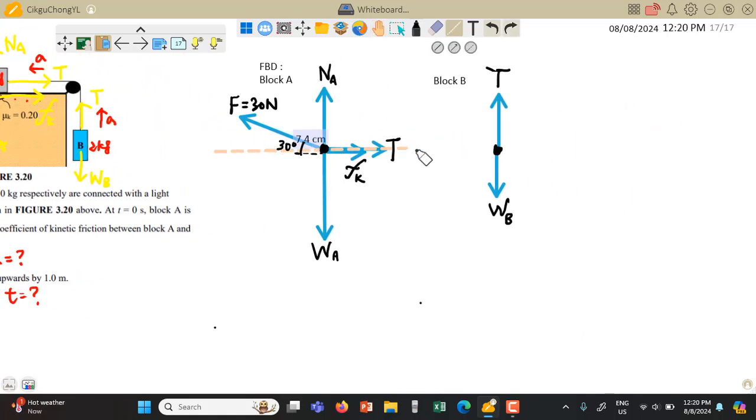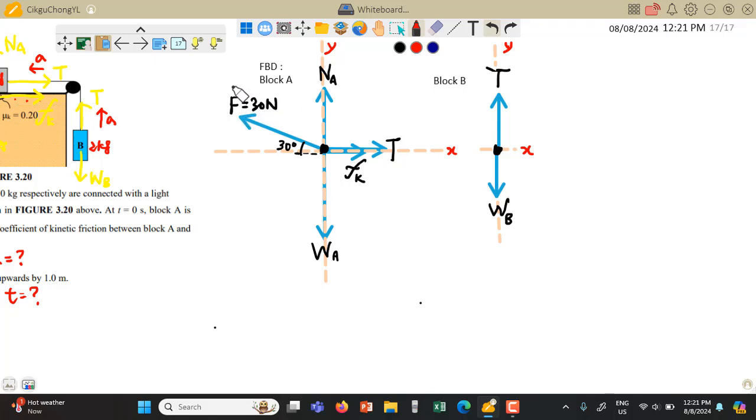So we treat this one as our x-axis and vertically this one as our y-axis. Same goes for the second FBD for block B. This will be our y-axis and here will be our x-axis. Okay, then after you put your axes, you can see very obviously for block A, the normal force and the weight lie along the y-axis. The tension and friction force act along the x-axis.